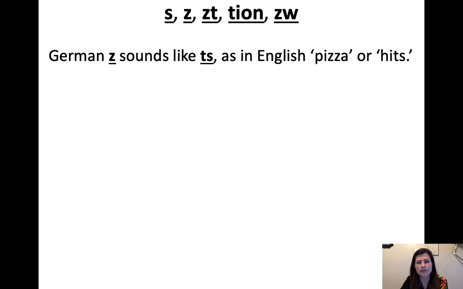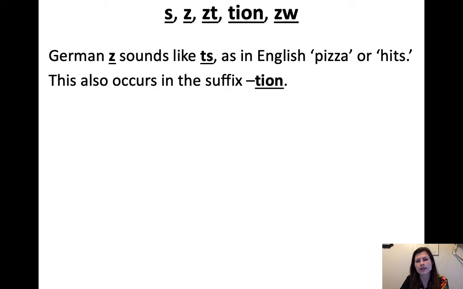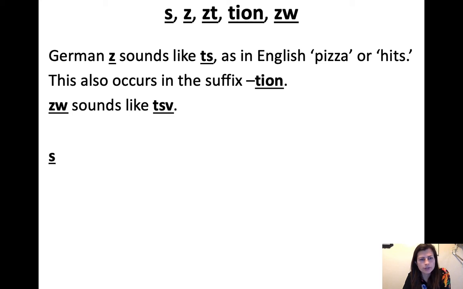All right, and then we've got some more S sounds. So we had that already. The TS is pizza or hits, right? But this sound also occurs in the suffix tion. So all these loan words that end in tion are going to have that same s sound. And then we have another sort of related sound, zw, ZW, zw.